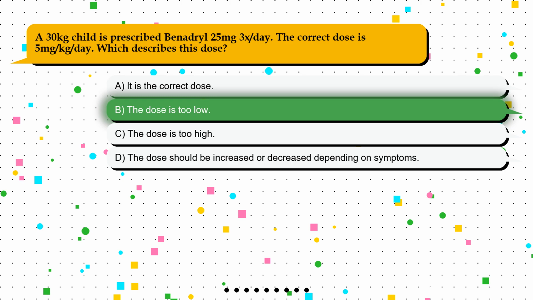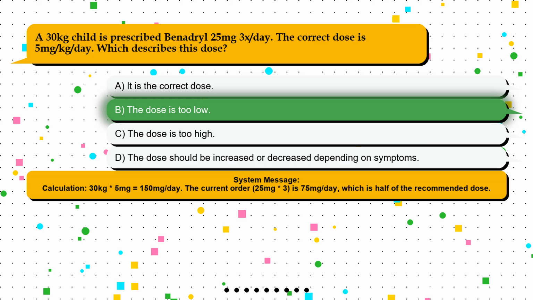The correct answer is option B. The dose is too low. Calculation: 30 kg * 5 mg equals 150 mg per day. The current order, 25 mg * 3, is 75 mg per day, which is half of the recommended dose.